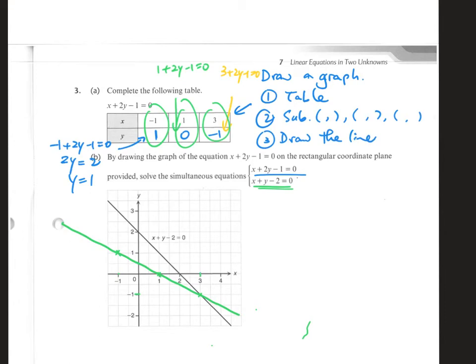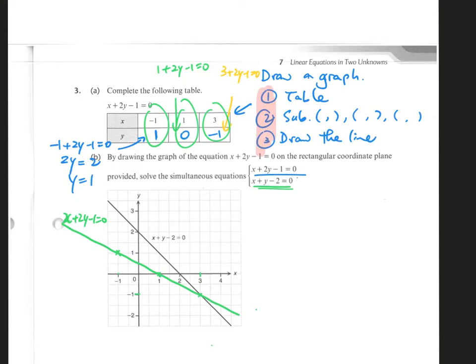After drawing the diagram, do you remember there's one thing you should do? Yes, you have to label the diagram, which is called x plus 2y minus 1 equals 0. So we finished the first part about drawing a diagram. And do remember that there should be 3 steps, 1, 2, 3, in order to do so.